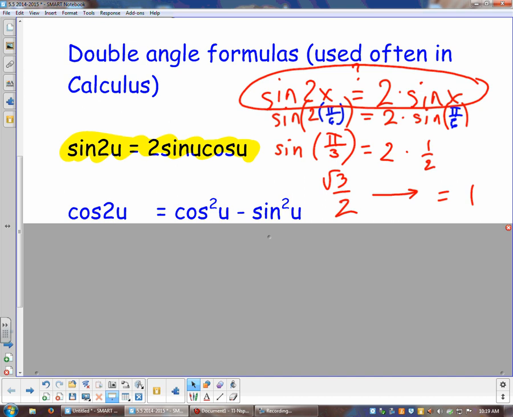Okay? But since we have identities that you memorized for cosine squared and sine squared, that means we could rewrite cosine squared as 1 minus sine squared.